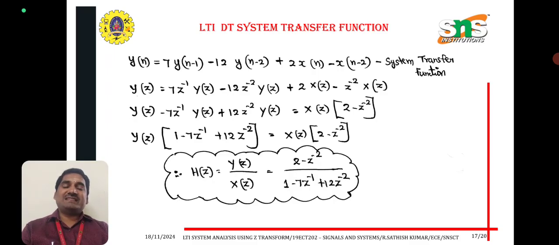Y of z minus 7 z inverse into y of z plus 12 into z power minus 2 into y of z is equal to x of z, taking common 2 minus z power minus 2. Therefore, y of z, taking common, 1 minus 7 z inverse plus 12 z power minus 2, is equal to x of z into 2 minus z power minus 2. H of z is equal to y of z divided by x of z is equal to 2 minus z power minus 2 divided by 1 minus 7 z inverse plus 12 into z power minus 2. This is the transfer function of the given difference equation.